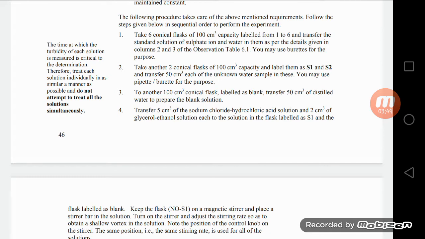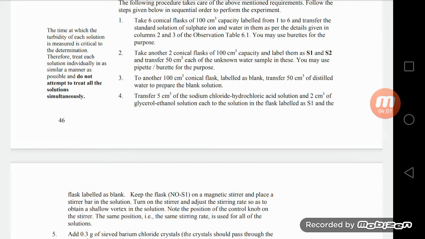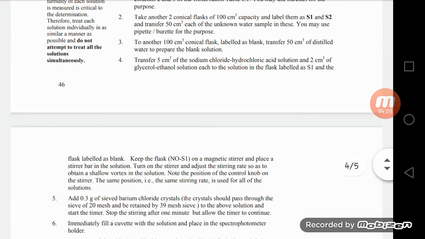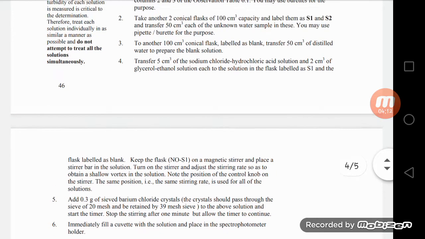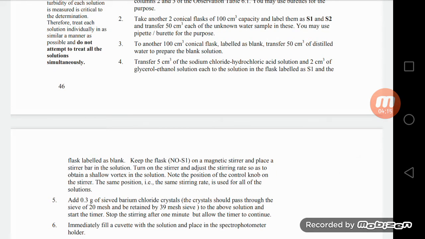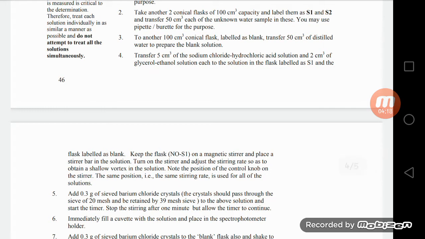You can read the instructions on how to prepare the standard sulfate ion solution, and add water in them as per the details given in columns 2 and 3 of the observation table which you can see below. Then take 2 conical flasks of 100 cm³ capacity, label them as S1 and S2, and transfer 50 cm³ each of the unknown water sample in these. Take another 100 cm³ conical flask labeled as blank. Transfer 50 cm³ of distilled water to prepare the blank solution.